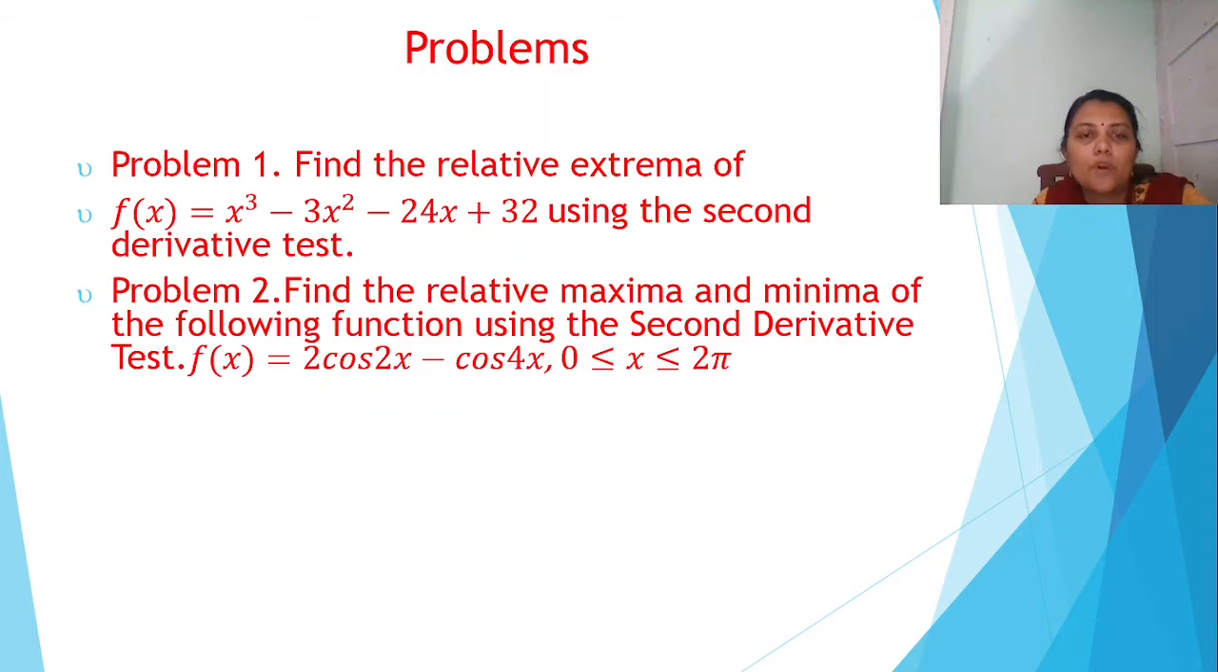So we have two problems. Find the relative extrema of the function f of x equal to x cube minus 3x square minus 24x plus 32 using the second derivative test, and find the relative maxima and minima of the function f of x equal to 2 cos 2x minus cos 4x using the second derivative test. Now let's do the problems.